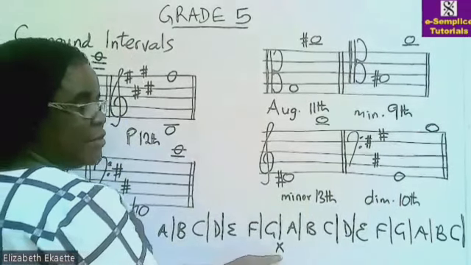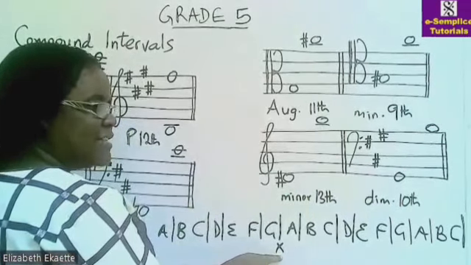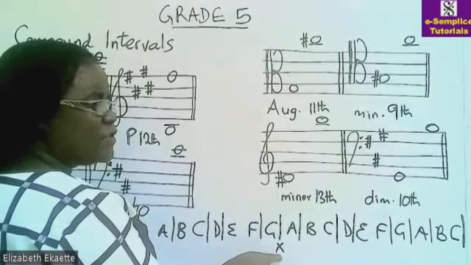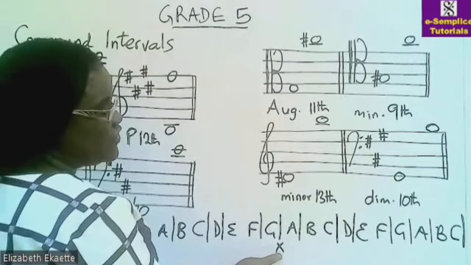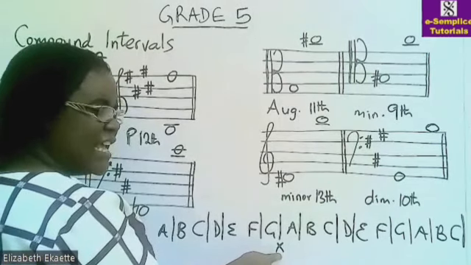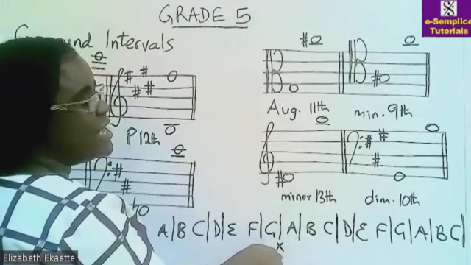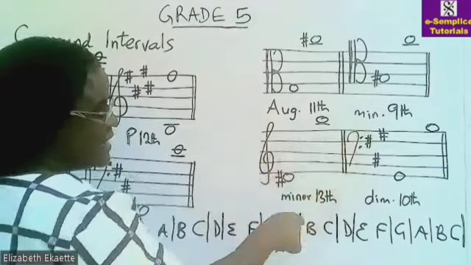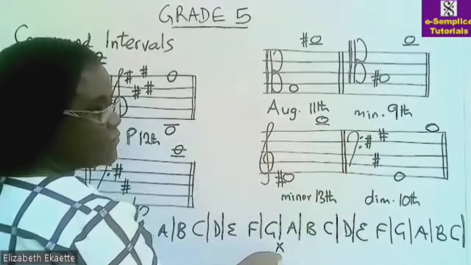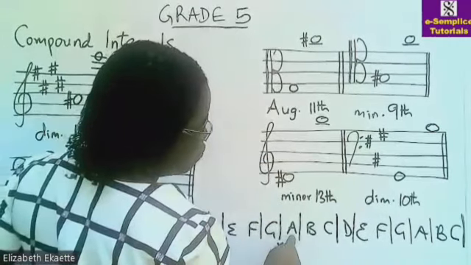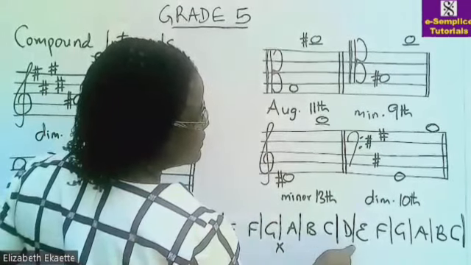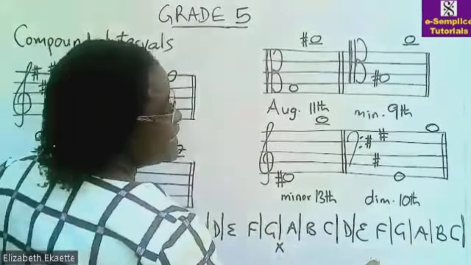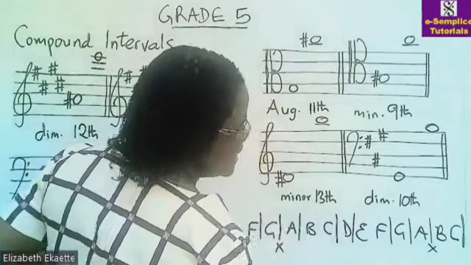And from G sharp, from the knowledge of my intervals table, I know a diminished 10th should have 14 semitones. So from G sharp, I'm going to count 14 semitones and see if it will land me on the note I have, or if I have to add an accidental to my note. Now, from here, I count 14 semitones. Let's go. 1, 2, 3, 4, 5, 6, 7, 8, 9, 10, 11, 12, 13, 14. It landed me on a black key.